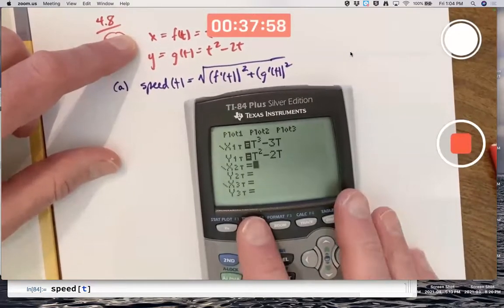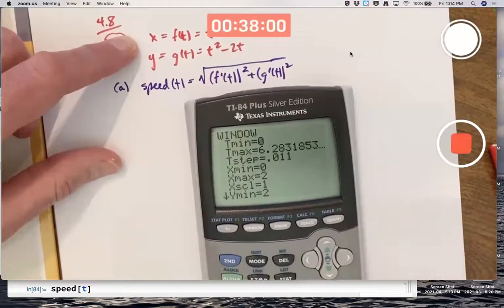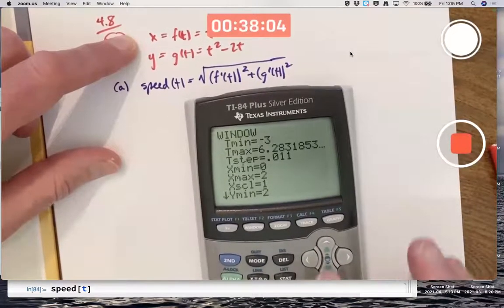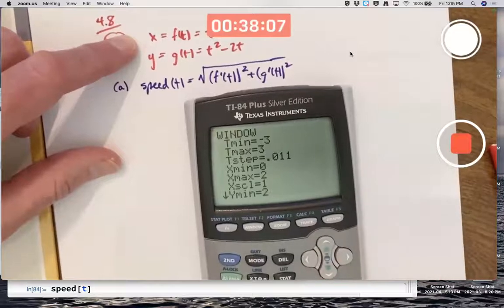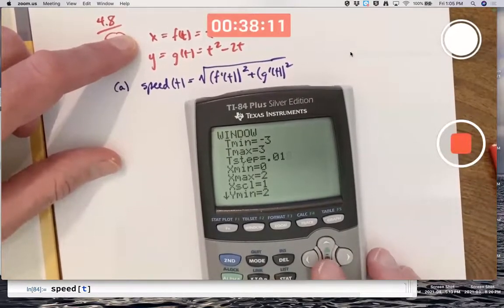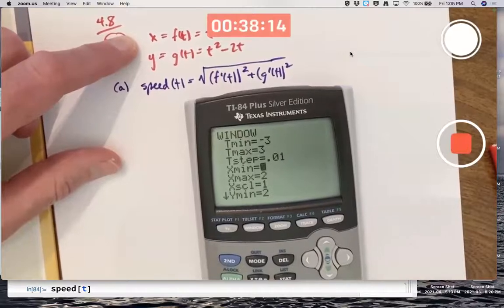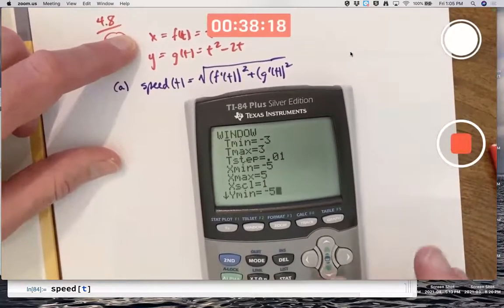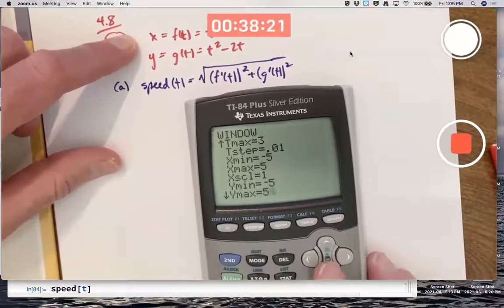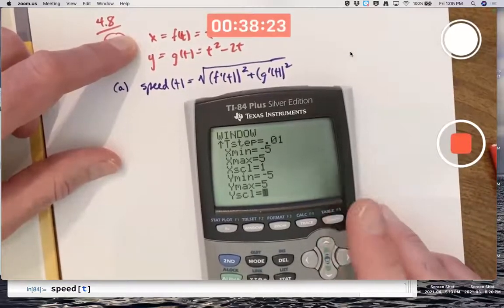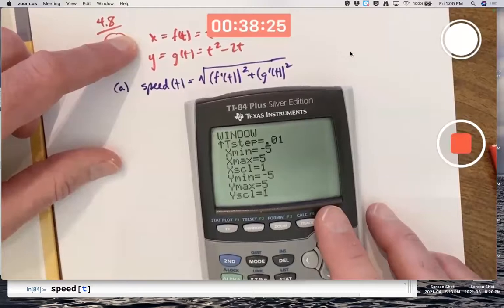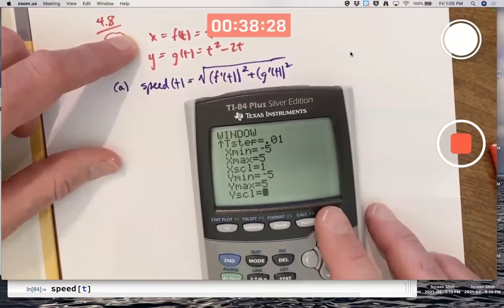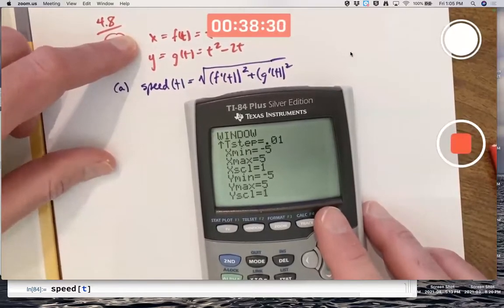All right, let's just see what happens. If I plot this for t going, say, from -3 to 3, I'll make it go slower by doing a small t step, say 0.01. X going from like maybe -5 to 5. Same for y. Let's just see what we see. Okay, graph it. Ready? Watch the motion and try to see if there's ever a moment in time where it looks like the speed is 0.